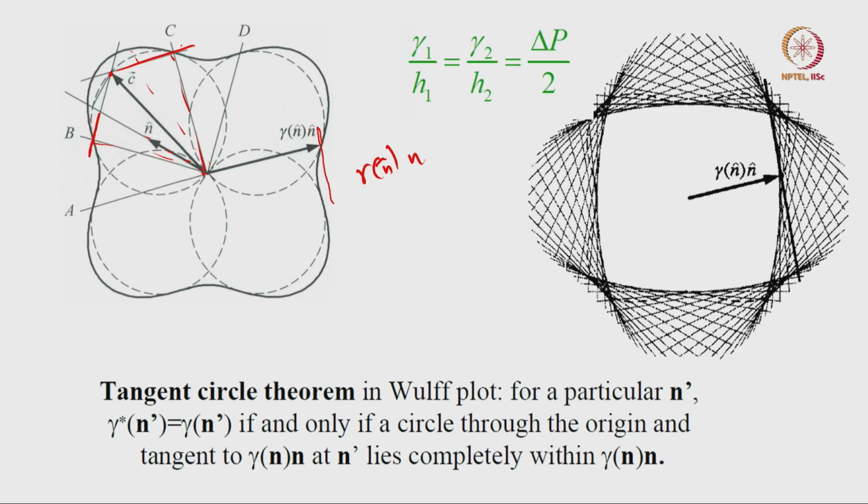So if I am here, I am just going to draw normals, and so on. Like that I am just going to draw normals to gamma of n at whichever point, and the trajectory of all these normals, the internal trajectory, gives me the shape of the crystal.